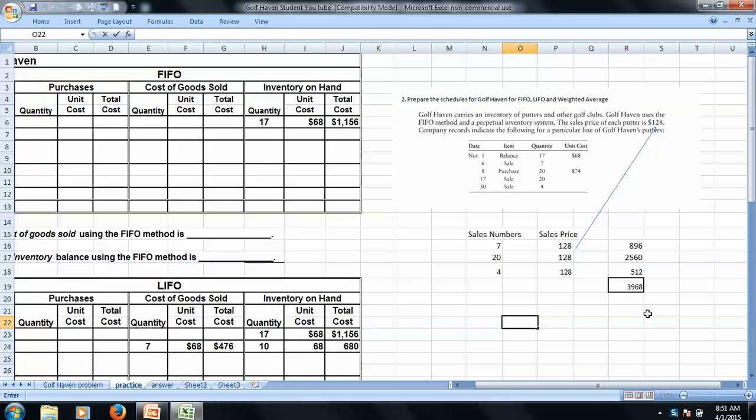We're going to keep this in mind at the end of the problem when we calculate our total gross profit, because the formula for gross profit is sales minus cost of goods sold. That's what we're going to be doing next. We're going to be calculating the cost of the putters we sold using FIFO, LIFO, and weighted average as a cost assumption method. That will be in Video 3.